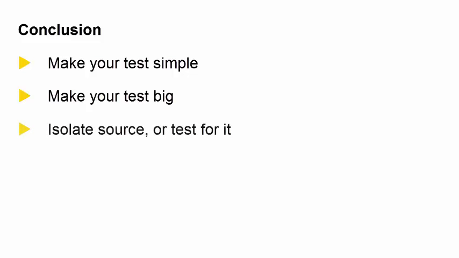Thirdly, isolate source, that is the source of the traffic, or test for it. You saw why in the examples. We basically need to make sure that at any point in time, A and B are receiving the traffic from the exact same source.